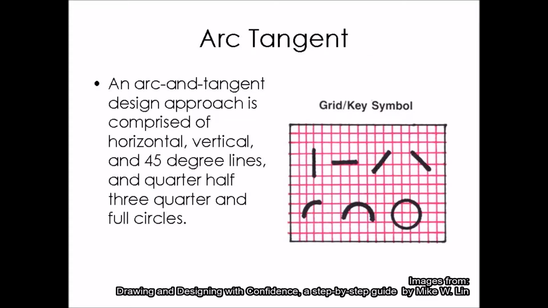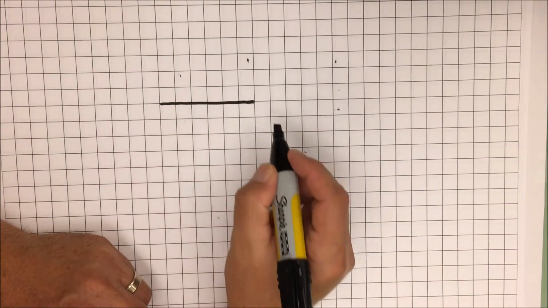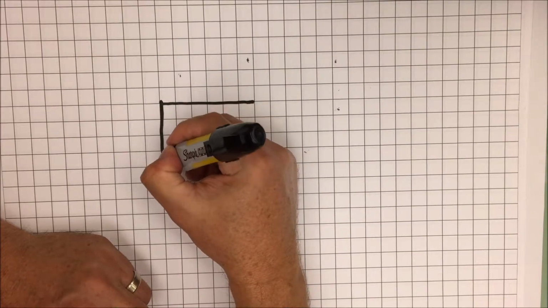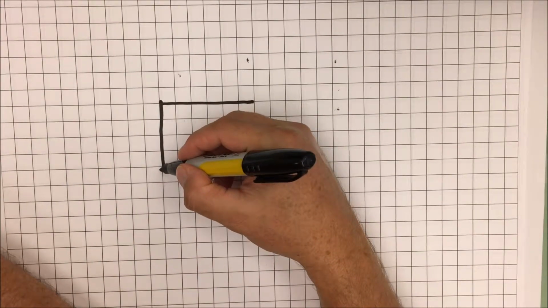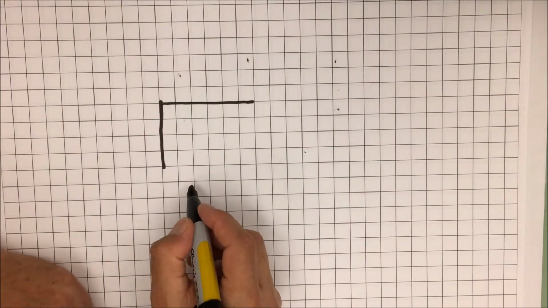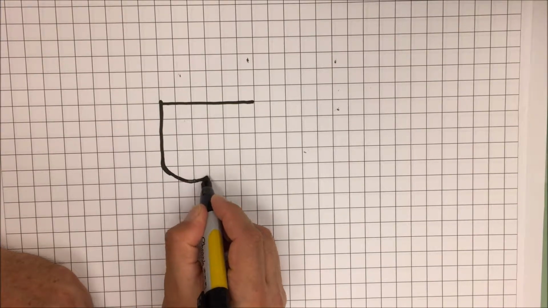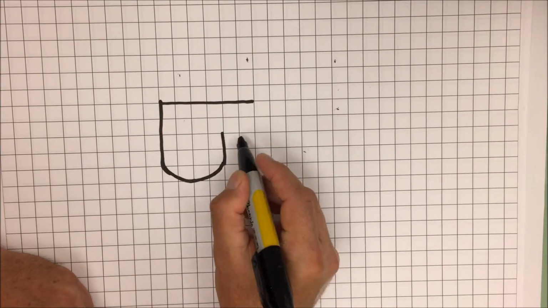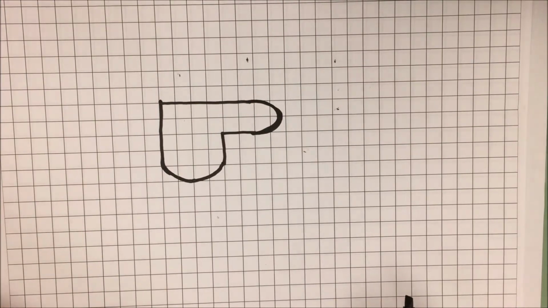The next type is called arctangent, and for the arctangent geometry, we're going to use the grid again. We're going to use horizontal lines, vertical lines, and then arcs. The arcs are going to go corner to corner. So you could go from this corner to this corner, like such, come down, come back over, and go to another corner.